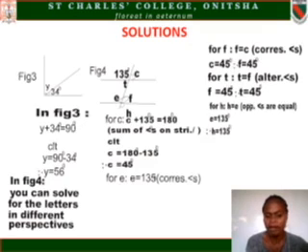Let us solve for E. E is equal to 135 degrees. E and 135, they are corresponding angles. Therefore, E is equal to 135 degrees. Let us solve for F. Angle F is equal to angle C. Why? Because they are corresponding angles. Therefore, since C is equal to 45 degrees, F is equal to 45 degrees. Let us solve for T. Angle T is equal to angle F. Why? Because they are alternate angles.